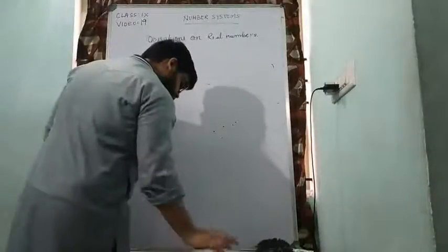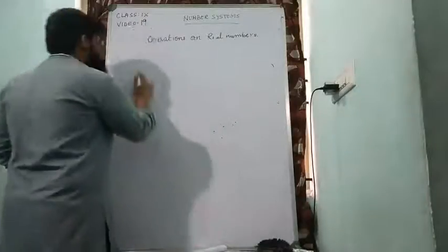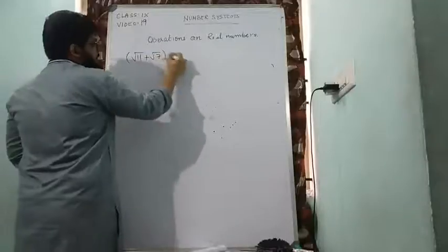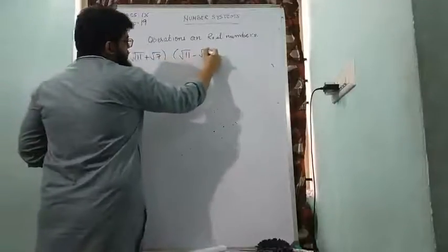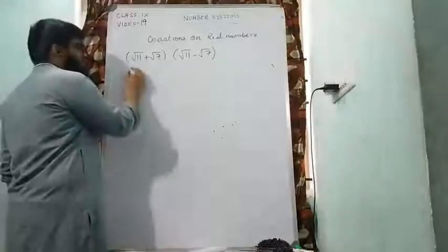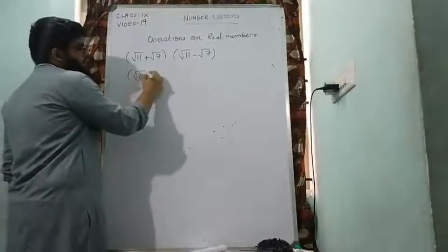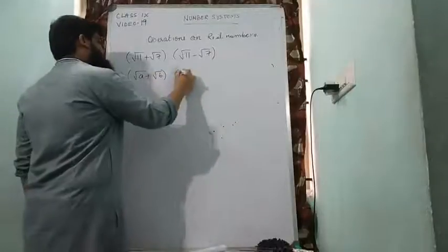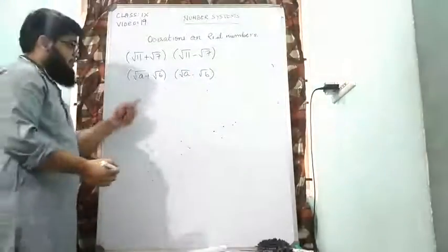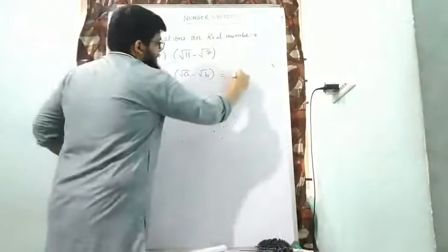Okay. So the next one will be root 11 plus root 7 into root 11 minus root 7. So let me compare this with an identity. This looks like root a plus root b into root a minus root b. And for this, the identity is a minus b.